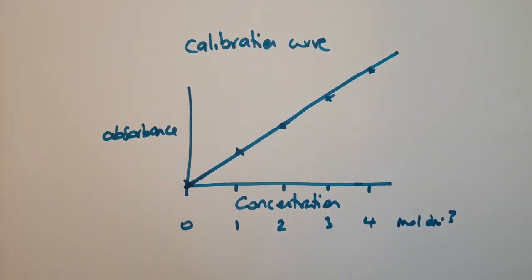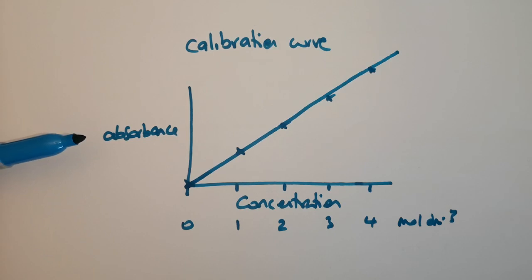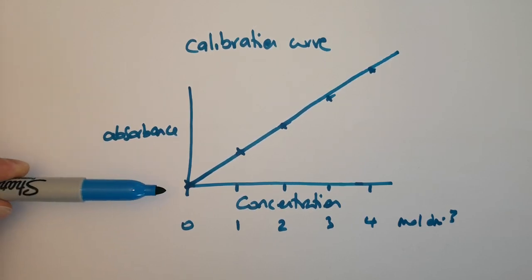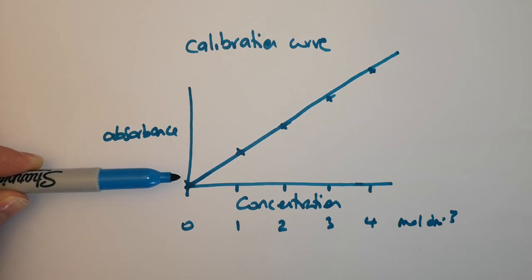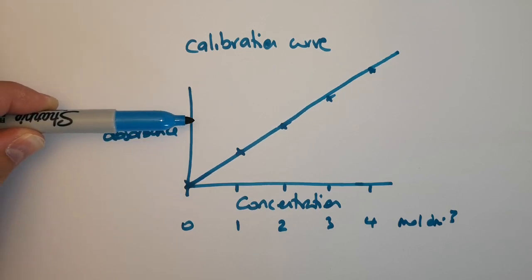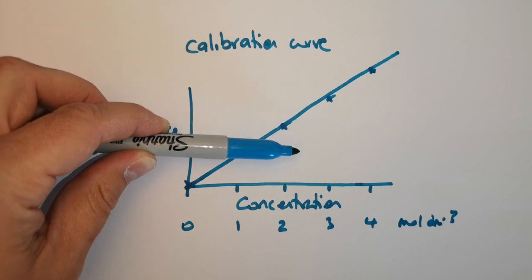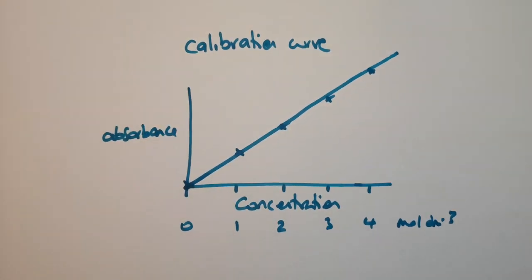Then what we can do is we can use our sample, which has an unknown concentration, put that through the colorimeter, read off the absorbance from the machine, and then from this graph that we've made, the calibration curve, we could go to that particular absorbance, go along to the line, and then read off the concentration at that point.